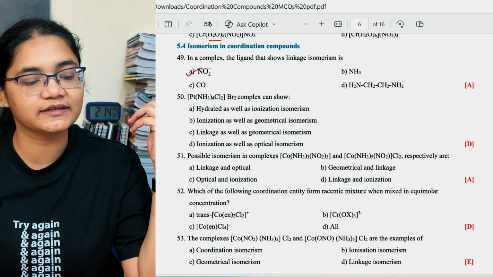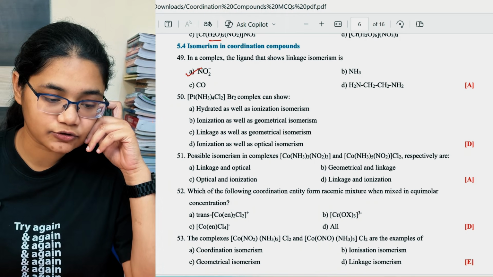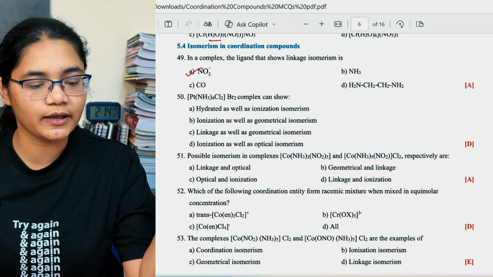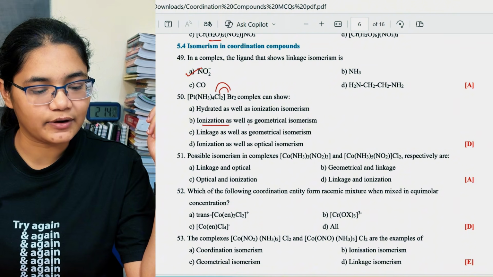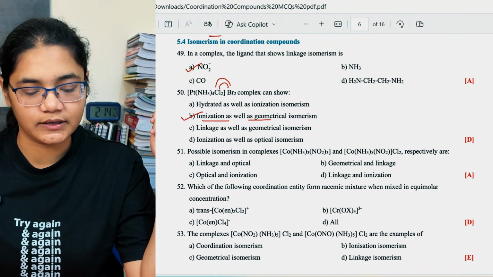The Pt(NH3)4Cl2Br2 complex can show. So here you can see this can actually show cis and trans isomerism, and it can also show ionization isomerism. So we have ionization and geometrical. So option number B here.